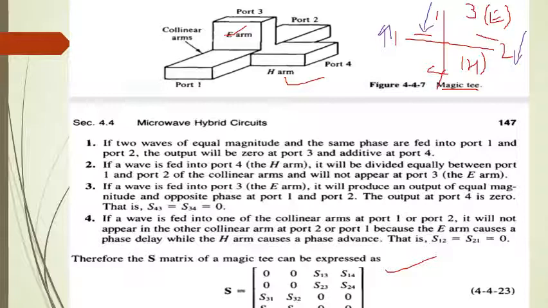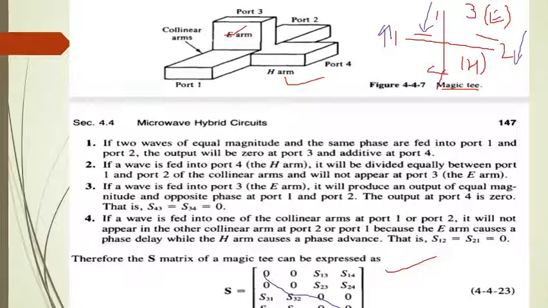Why are the diagonal elements kept to 0? I already told you they are assuming all the ports to be matched. When the ports are matched, what happens? S11, S22, S33, S44, all the diagonal elements, I'm talking about these, are always going to be 0. Alright, that is the first assumption done.